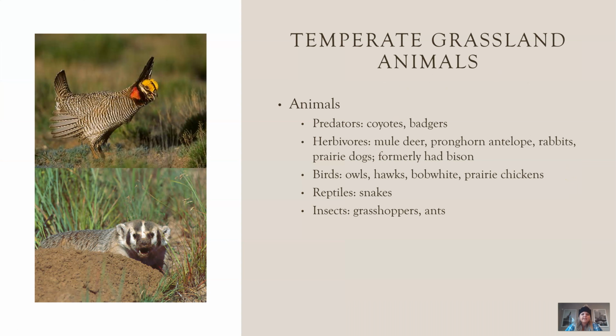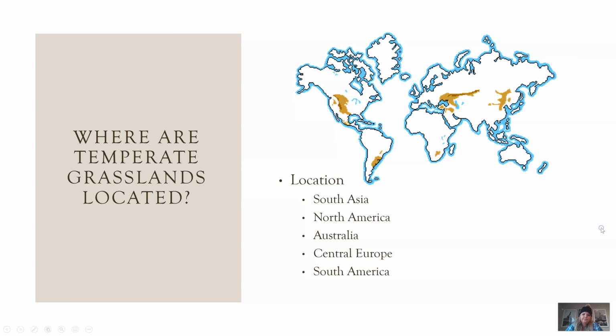Animals, we see predators: coyotes, badgers. Herbivores, we see mule deer, pronghorn antelope, rabbits, prairie dogs, and it used to have bison, but in more recent years, we have seen bison move away from grasslands. Birds, we see owls, hawks, bobwhites, prairie chickens, which is what this funny looking guy is in the upper left-hand corner. Reptiles, we see snakes, and insects, we see grasshoppers and ants.